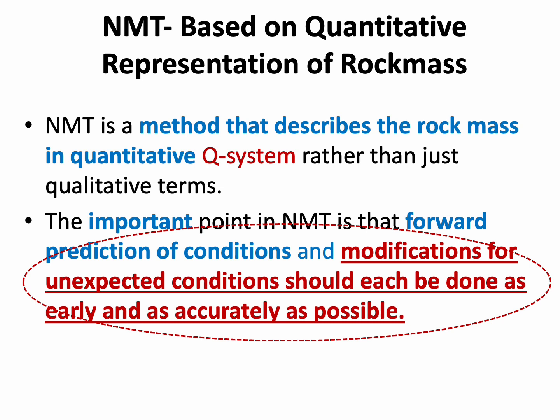Now, as a difference from NATM, where the observations of deformations was the criteria of deciding the permanent rock support, in the Norwegian method, modifications for unexpected conditions are done early and accurately based on the forward prediction of conditions. Not based on the observations, but forward prediction of conditions.